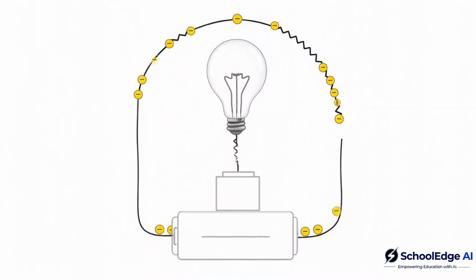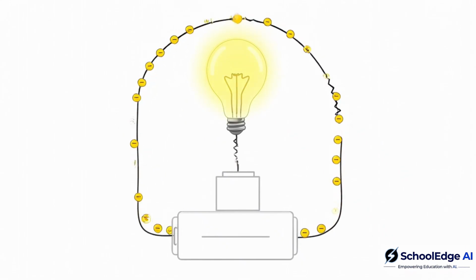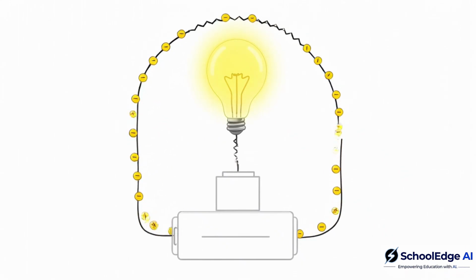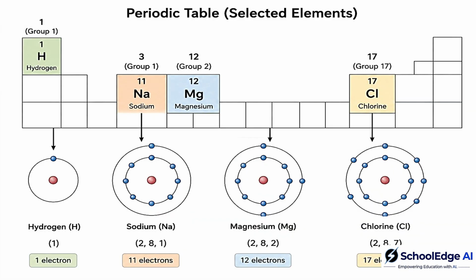The bulb glows again. Something is moving in the wire. Could these tiny particles be carrying electricity? Different elements have different numbers, especially these tiny particles. Could that be why elements behave differently?